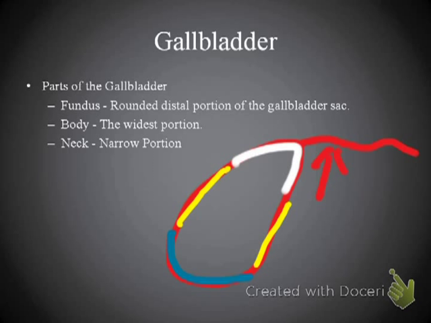So, as this says, the fundus is the rounded distal portion of the gallbladder sac, which is this. The body is the widest portion, so as we can see, it's much wider. And the neck is the narrow portion that merges into the cystic duct.